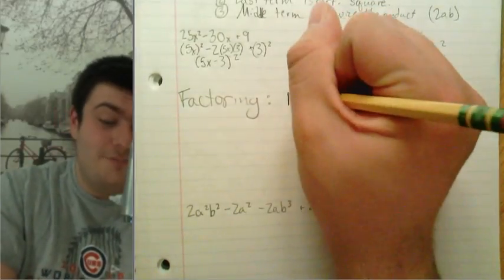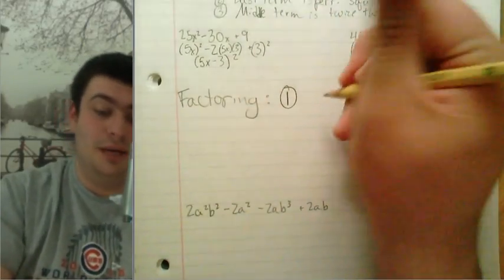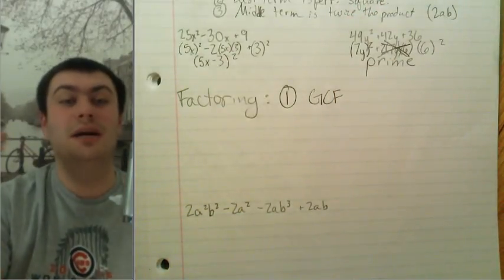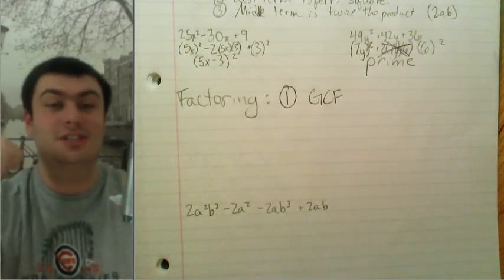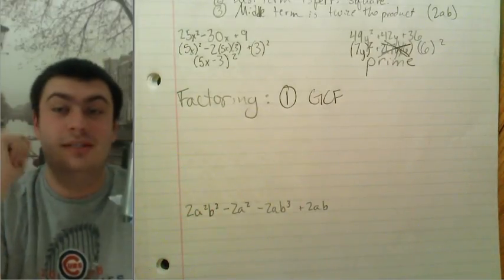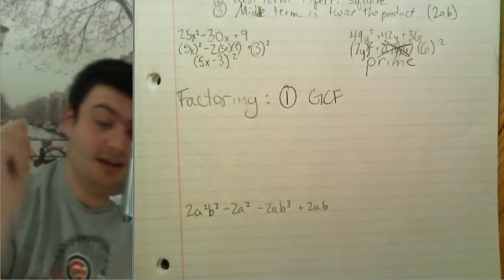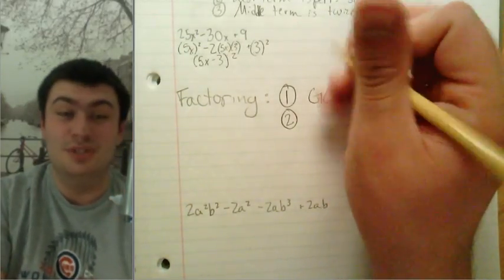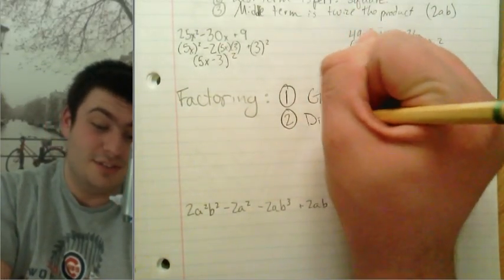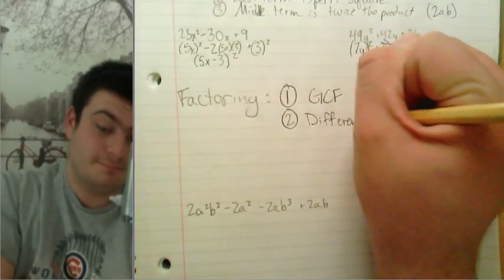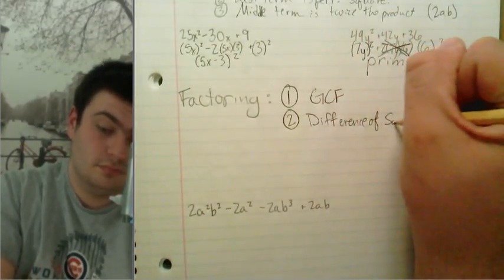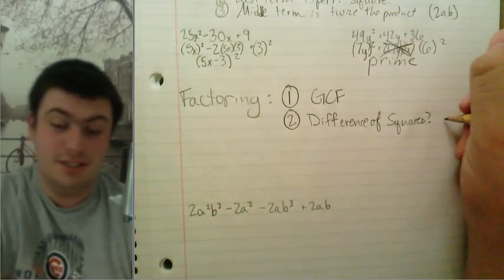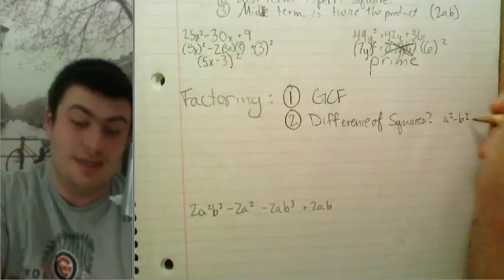We need to remember that first and foremost, we always look for a GCF. Always, always, always do we look for a GCF. Next, if we don't have a GCF, we check if we have two terms, do we have a difference of squares? Like when we had a squared minus b squared or whatnot.